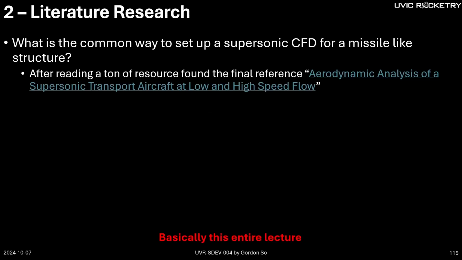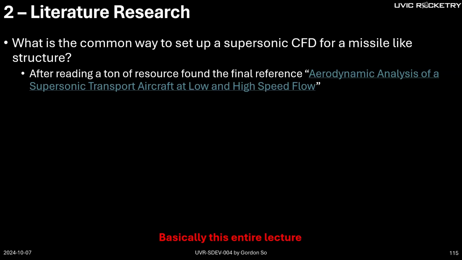So the next thing I do is literature research, basically this whole entire lecture. The first question I ask myself is, is there a common way to set up a supersonic CFD, something like a missile? Because to be honest, for our scale, what we're doing is basically a passive guided missile. Looking at something like a missile is better, because if you search for any rocket, you only find massive structures, which is too much for us, and the level of analysis is different.